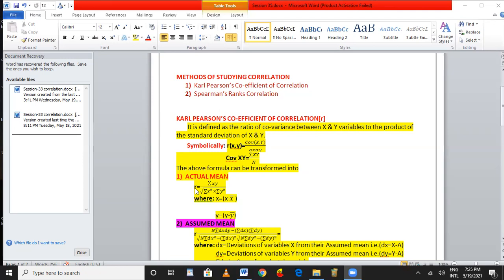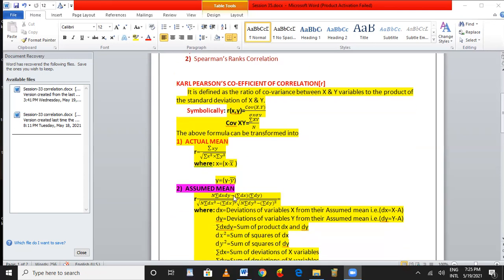R means the correlation coefficient. Here, the first method to calculate the correlation coefficient is the actual mean method. Then the assumed mean method. It is n into sigma dx dy.